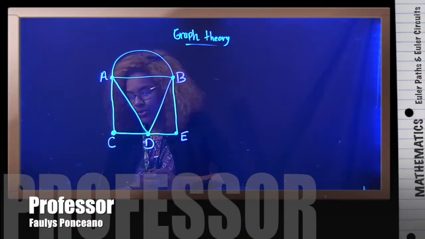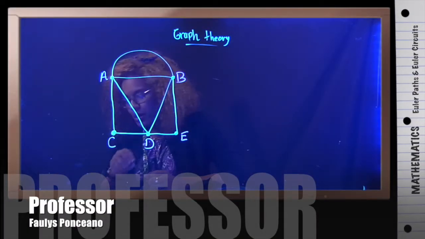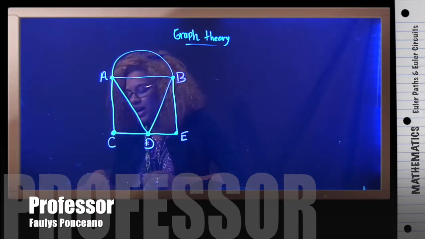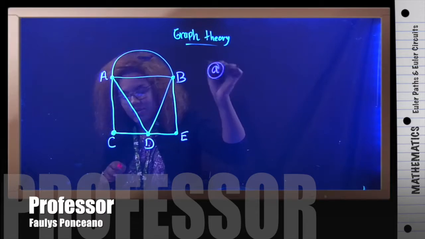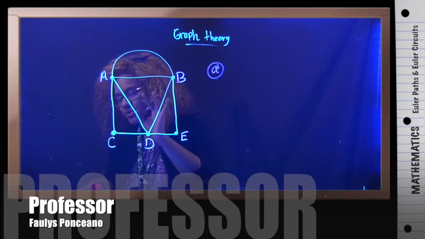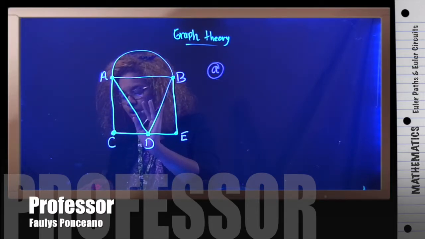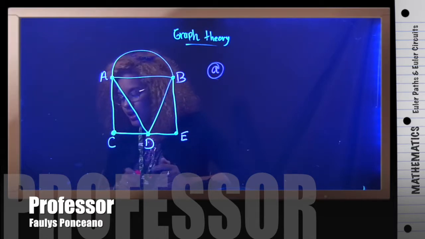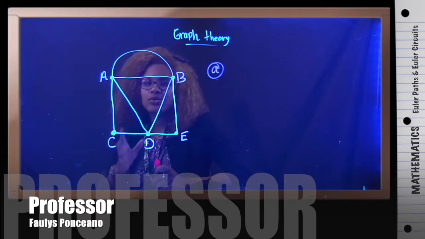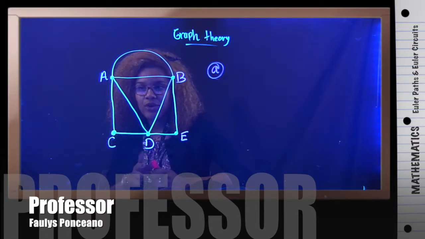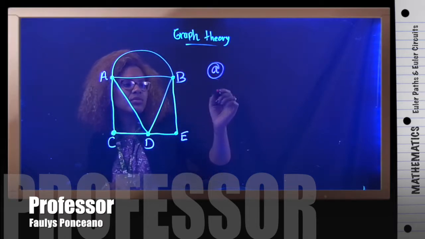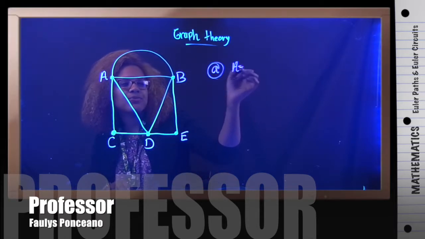In this example, we're going to use this graph to figure out a few things. Let's see what the examples ask us. For question A, it wants us to explain why this graph has at least one Euler circuit. Now, in order to figure that out, you want to see if your vertices are even or odd. Okay? Now, let's look at A.